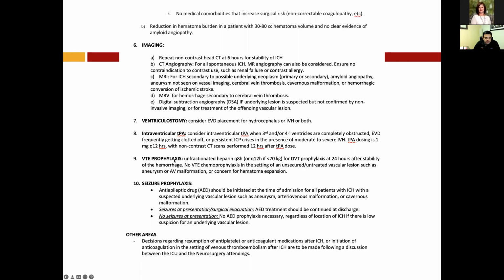DVT prophylaxis usually comes up. We demonstrate bleed stability at 24 hours, and we usually start DVT prophylaxis with sub-Q heparin at 24 hours, once we are convinced that the bleed is stable. And then seizure prophylaxis, we usually follow the American Heart Association guidelines. We only do AEDs if the patient is having clinical seizures, or if on video EEG or continuous EEG, there is evidence of electrographic seizures. Or if the patient has a prior history of epilepsy, then obviously you want to continue those medications.